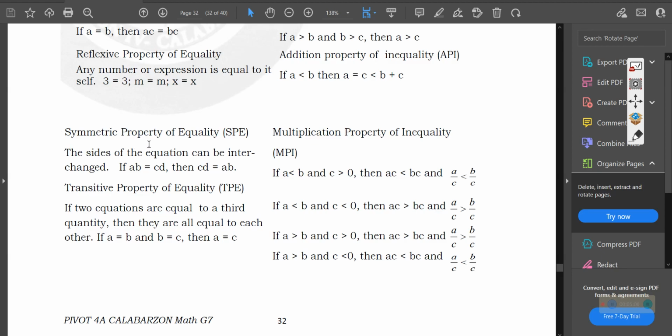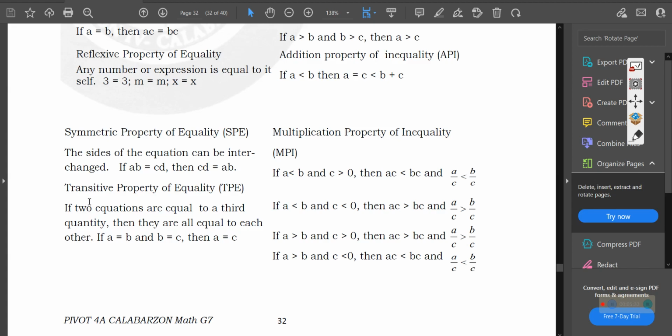Next is the symmetric property of equality or the SPE. It states that the sides of the equation can be interchanged. Okay? So, if AB is equal to CD, then CD is equal to AB. Okay? So, pwede pong pagpalitin ang left side at ang right side ng equation. Kahit pagbaliktarin siya, balance pa rin yun.